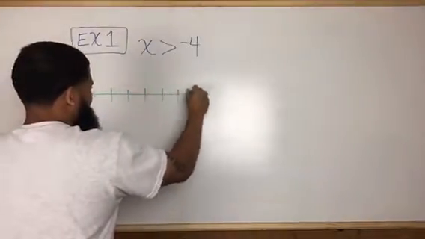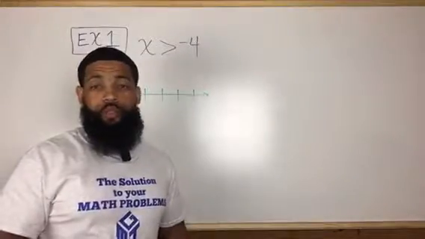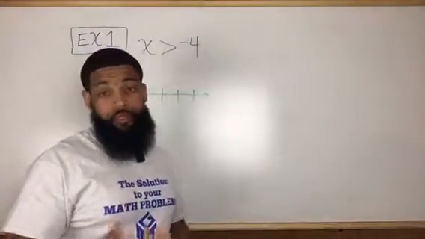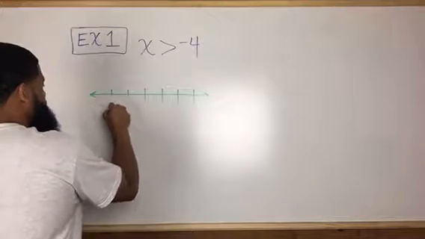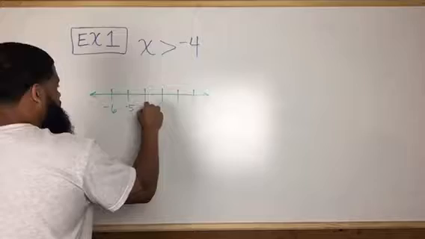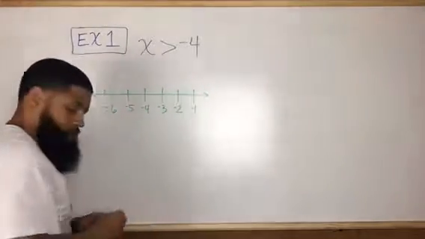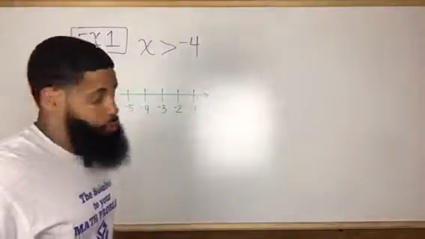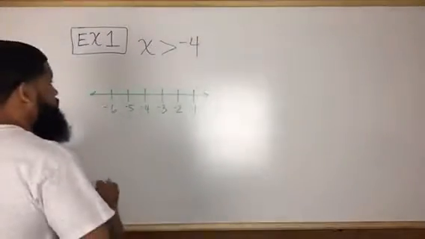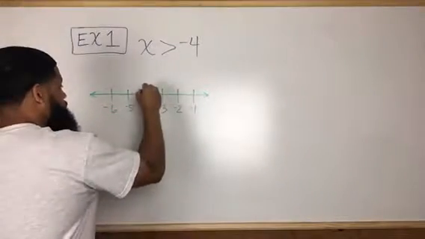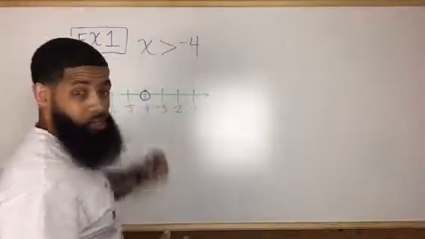So I say 3 numbers is a good rule of thumb. However, you can just put 1 number and it's fine. So I need to make sure that -4 is on there. So let's just say -6, -5, -4, -3, -2, and -1. And what we want to do is, when we graph this, because this is greater than, we're going to have an open circle on the number -4. All right, so I'm going to put an open circle on -4, and x is greater than -4.